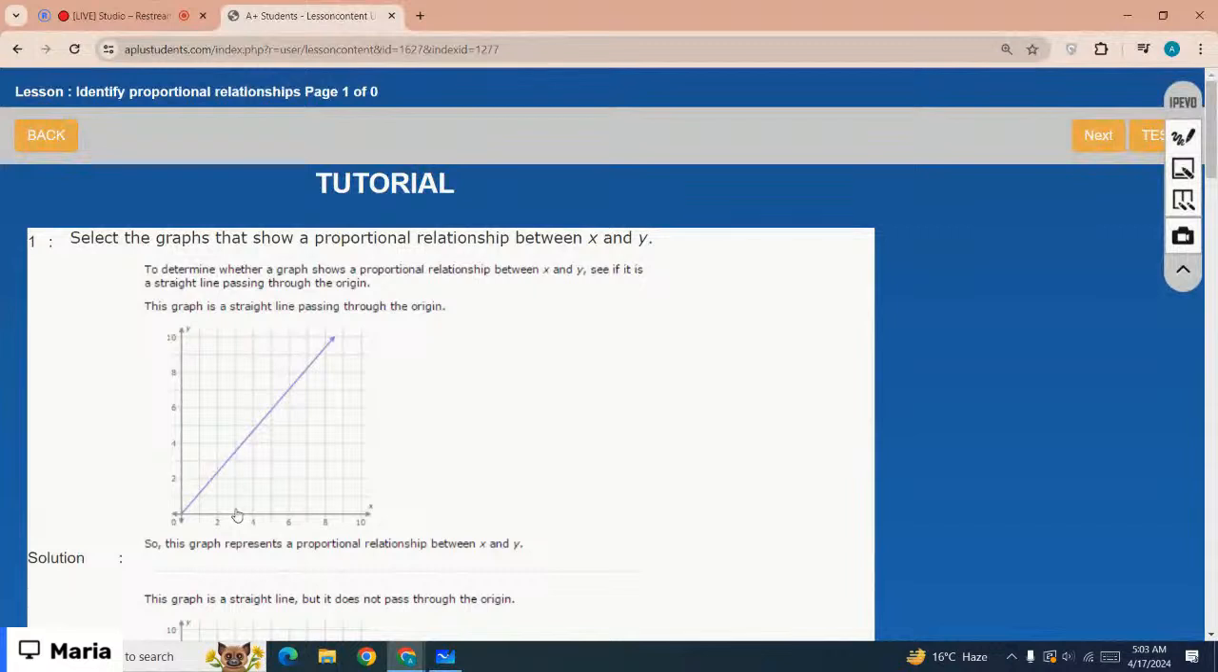So you have two conditions here. The first one is the graph must be a straight line, and the second one is the graph must be passing through the origin. Let's start with the test questions.